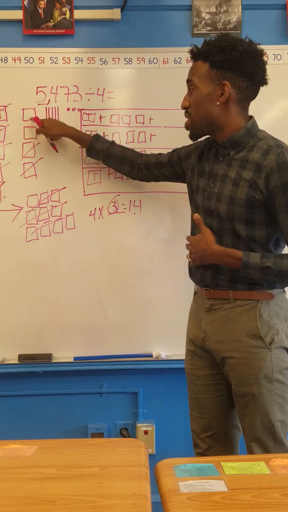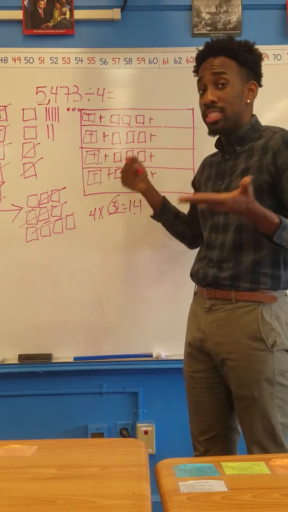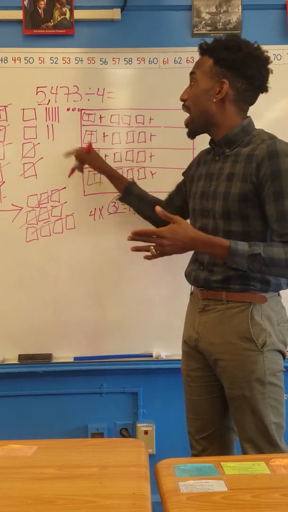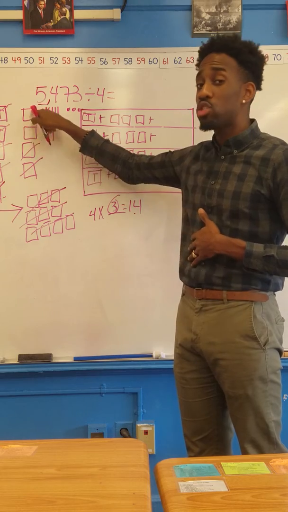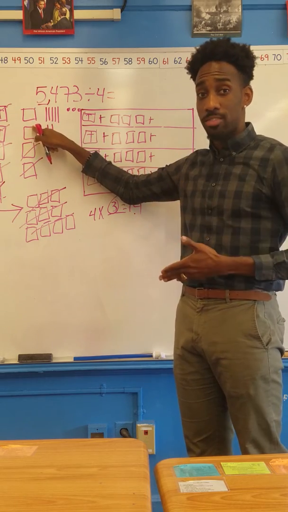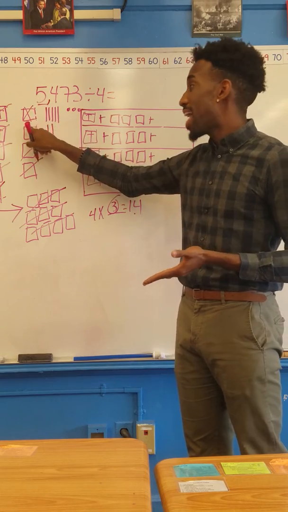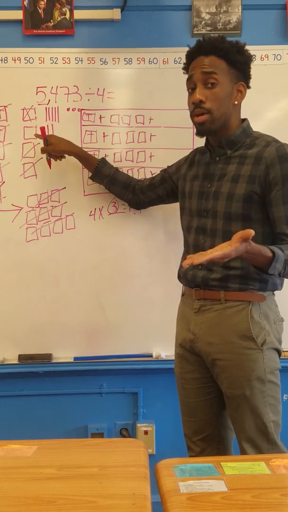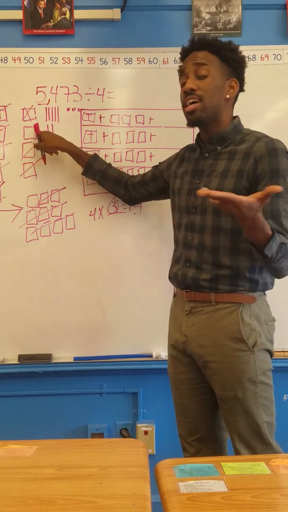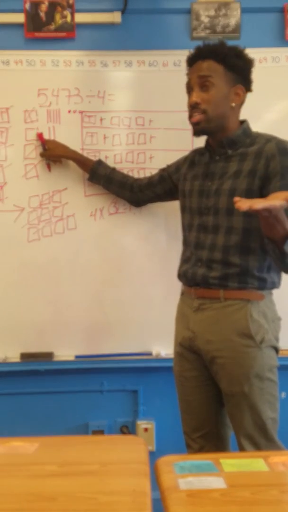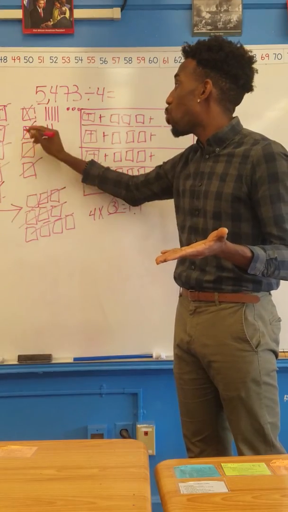I cannot share out these 200s, so now once again I have to regroup. I know that I can transform these 200s into the next largest place value, which is 10s. So this 100, I can regroup it to 10 10s. This other 100, I can regroup it to 10 10s also. So now I have 20 10s.